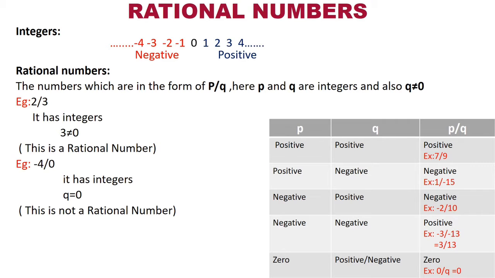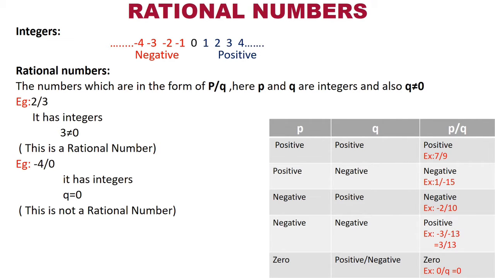Next, p is positive, q is negative. The rational number is negative. Example 1 by minus 15. 1 is positive, minus 15 is negative. So the rational number is negative. p is negative, q is positive. The rational number is negative. Example minus 2 by 10. Here minus 2 is negative, 10 is positive. The rational number will be negative.